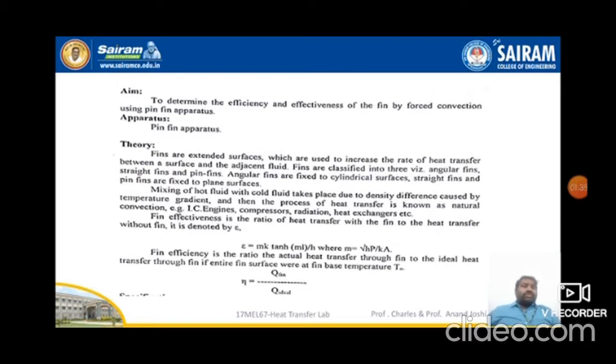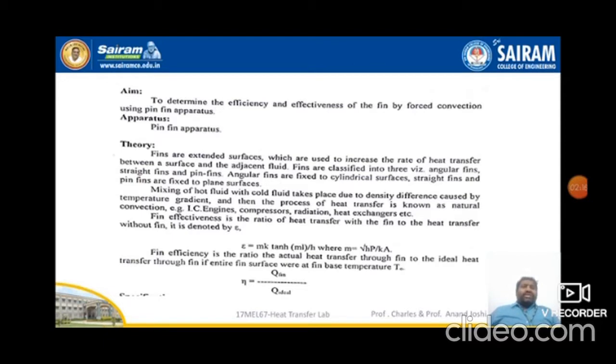Forced convection means if you have a hot plate and want to cool it at a faster rate, you use some external agency or energy source, like a fan, to increase the rate of cooling, because you are utilizing some energy. In natural convection, the same plate exposed to atmospheric air is also cooled down, but it takes time, and we are not using any source of energy. So this is the time difference between natural convection and forced convection.